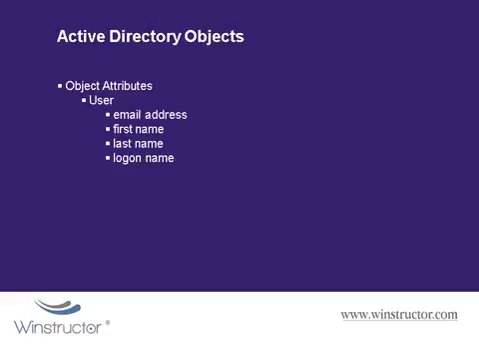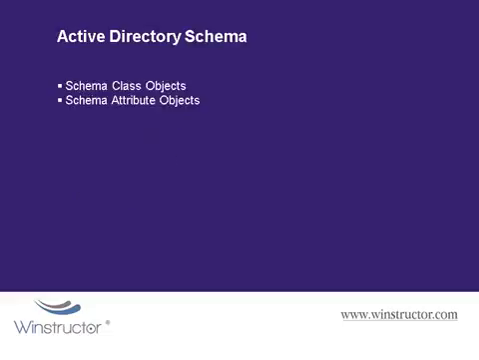Now, objects inside Active Directory have characteristics called attributes. For example, a user account could have an email address, a first name, a last name, a logon name, an address, a phone number, and other attributes, and you can use Active Directory to search for these values to find what you're looking for. Active Directory also has containers that can contain other objects. For example, a group could contain users.